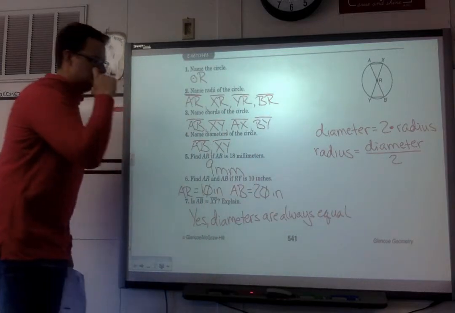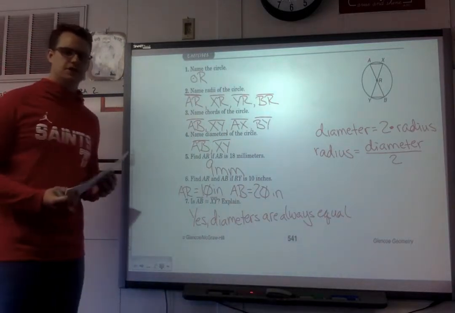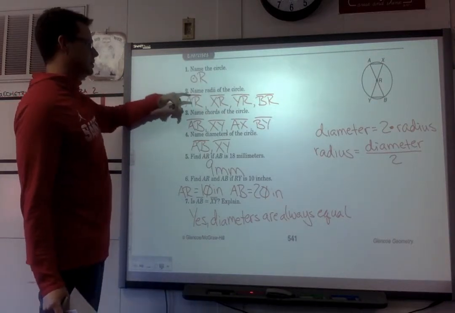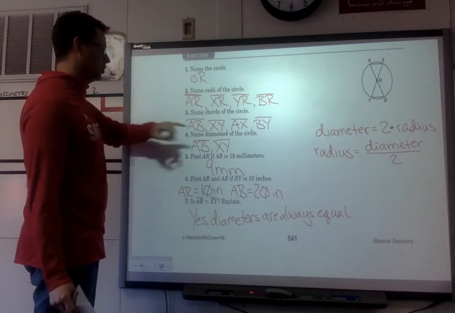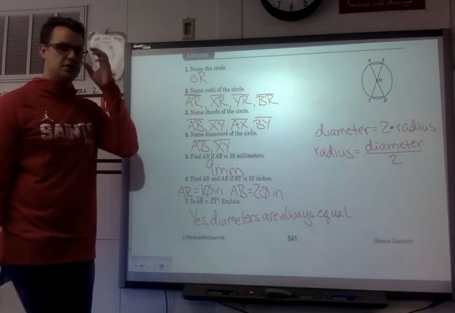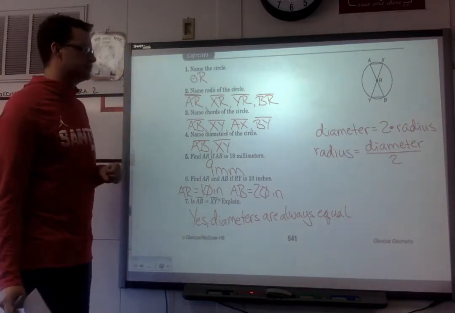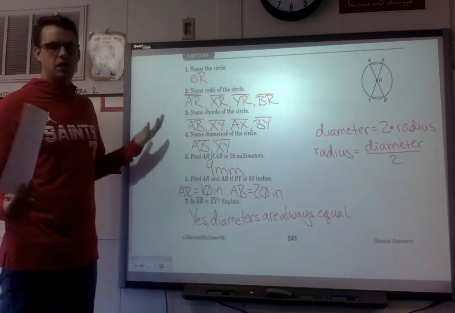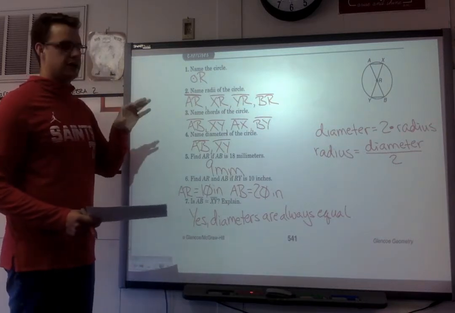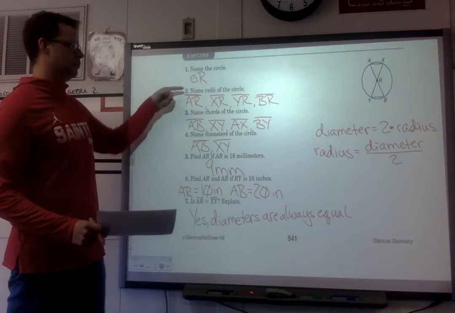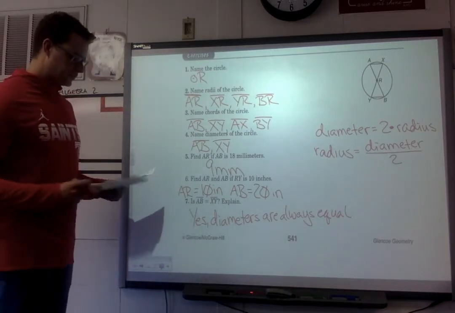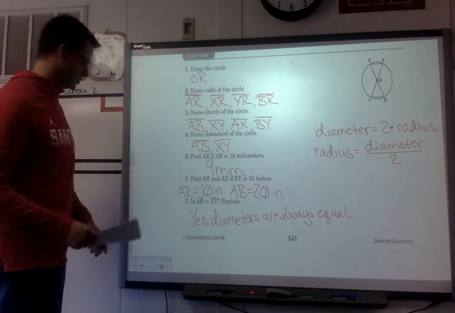Now, I will tell you on your homework, make sure you read the directions carefully, because I'm pretty sure instead of saying name all the radii, all the chords, all the diameters, on your homework they only ask you to name one of each on these types of problems. So if you name more, awesome, you did some extra practice, but read the directions carefully. I think it just says name one chord, name one radius, name one diameter. So those are the different parts of the circle.